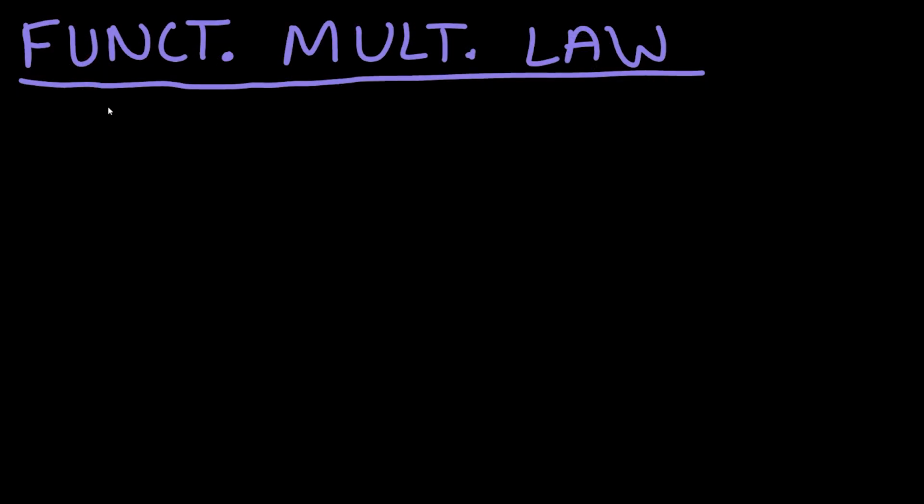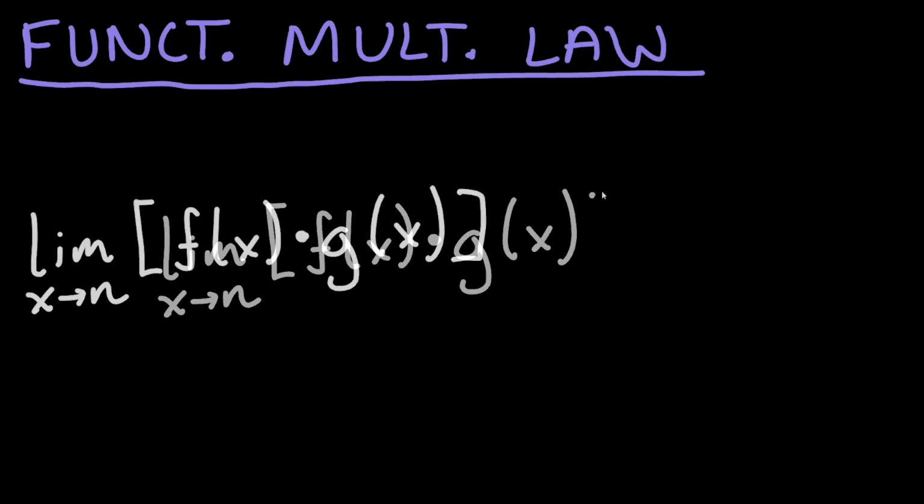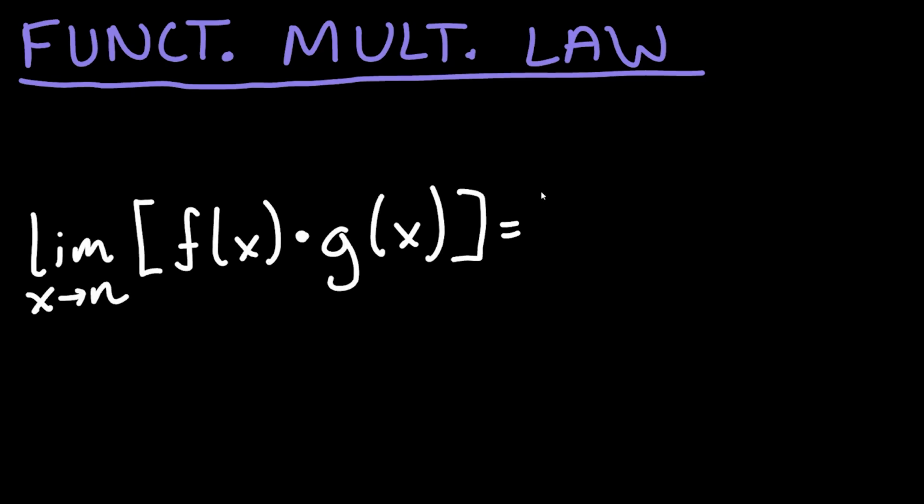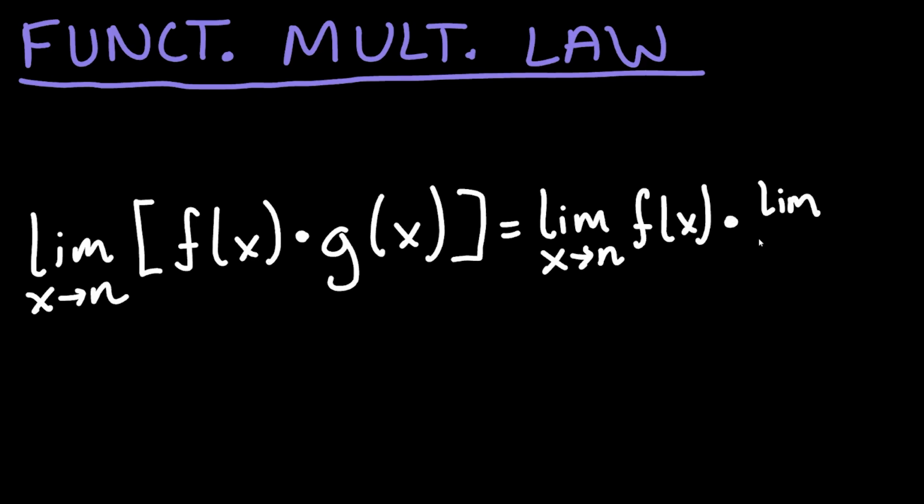Alright, so next we need to take a look at the function multiplication law of limits. Now this law is also pretty simple, and it states, if I'm taking the limit as x approaches a number of a function f of x times g of x, then what that means is that I can take the limit of f of x times the limit of g of x.